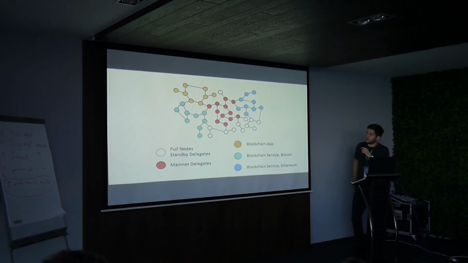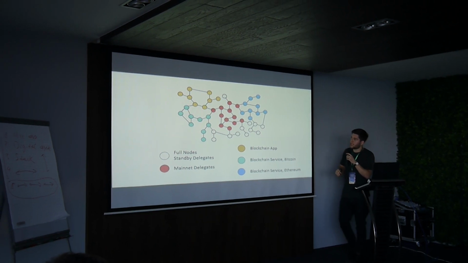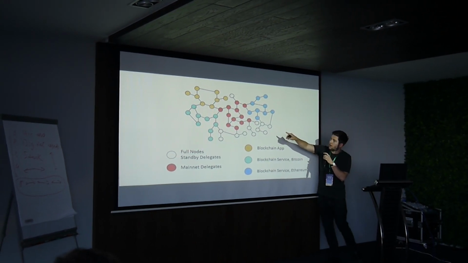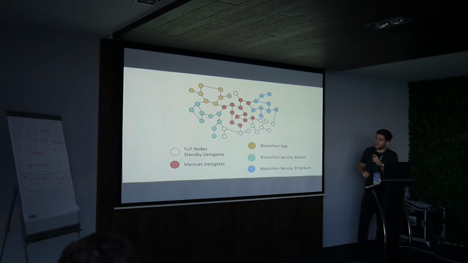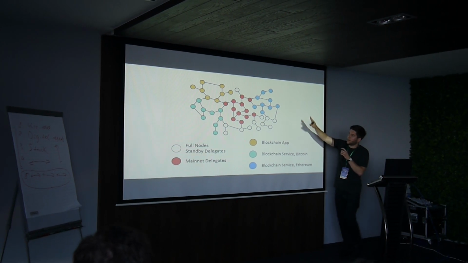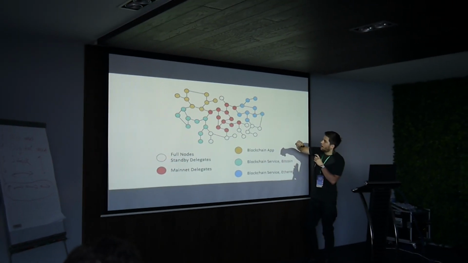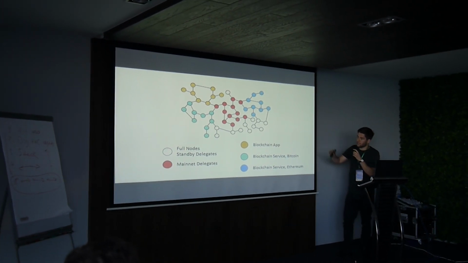Here is a small sketch of how a decentralized network could look in the case of Lisk. In the middle you have the red dots. These represent mainnet delegates. At Lisk these are 101 nodes. And you have many other delegates in the system, okay? And these delegates could secure different blockchain apps and different blockchain services.